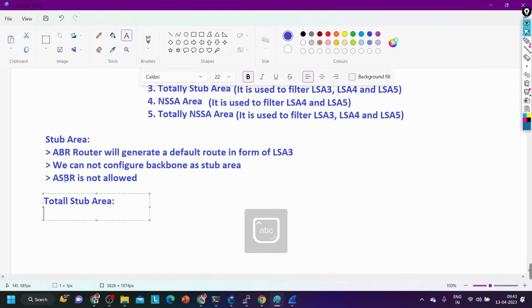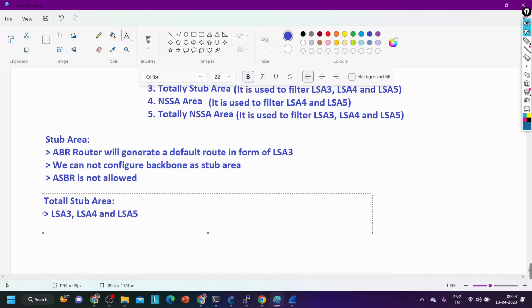Otherwise there is no difference between stub area and totally stub area. Totally stub area will filter LSA 3 also. So it is used to filter LSA 3, LSA 4 and LSA 5. Okay guys. And here also an ASBR router is not allowed. Okay.